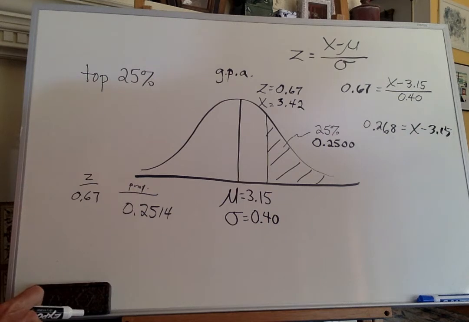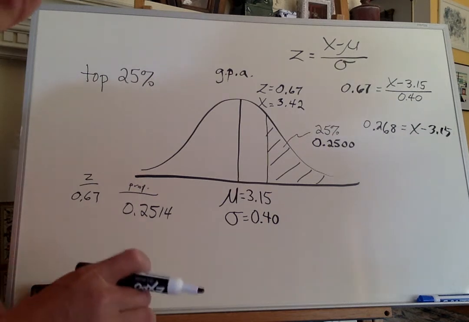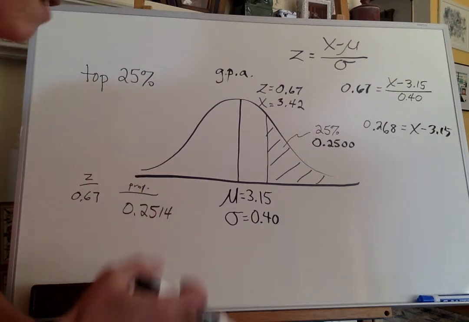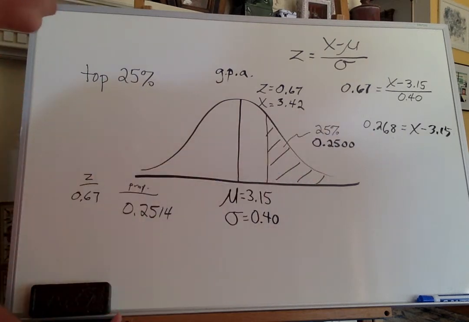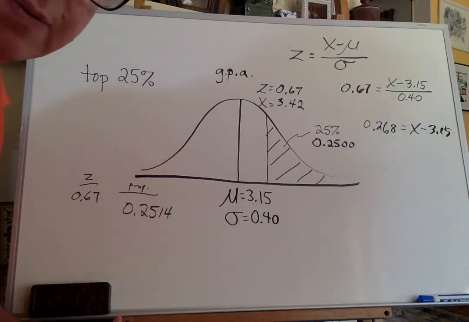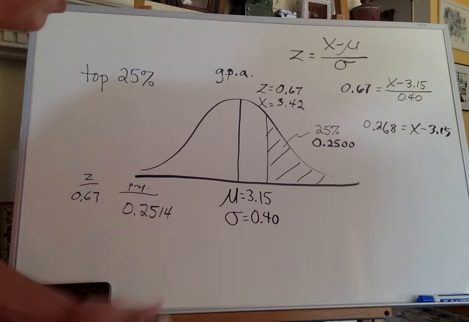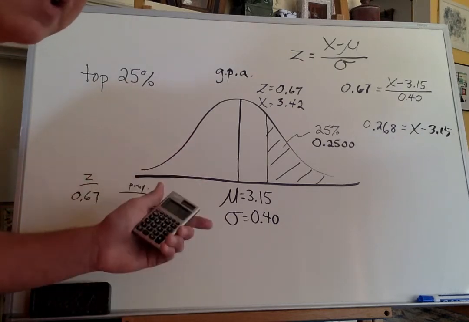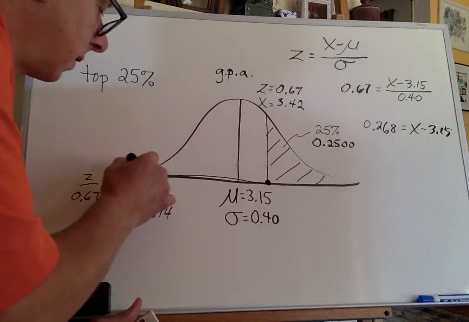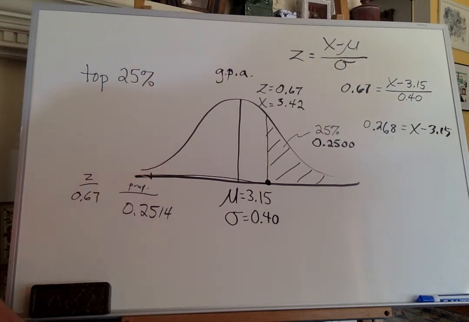Okay? 3.42 is the GPA that you need to get this extra $1,000 if we're going to give it to the top 25% of the students. Okay? That is the GPA that you need based on these population parameters. Okay? And that would put you at the 75th percentile. That would put you at the 75th percentile, right? 25 this way, 75 down this way.